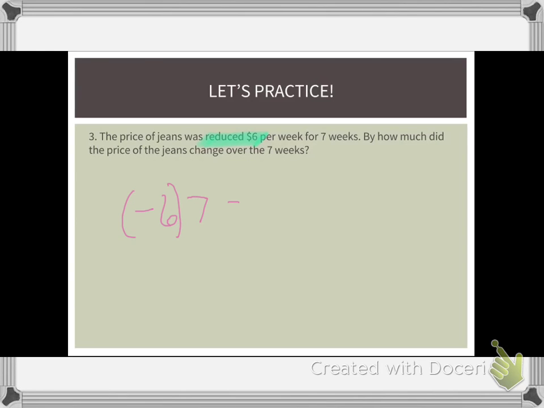So I'm going to then multiply these together. $6 decrease every week for 7 weeks. So let me draw my tic-tac-toe board here. I've got a negative times a positive. So that's right here. It's going to equal a negative. And 6 times 7 is 42. So the price changed a negative $42.